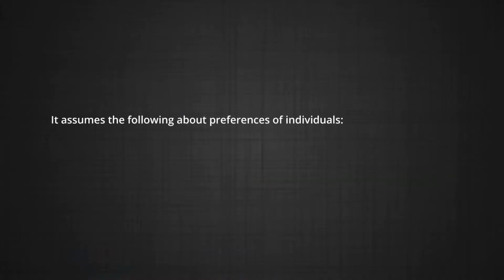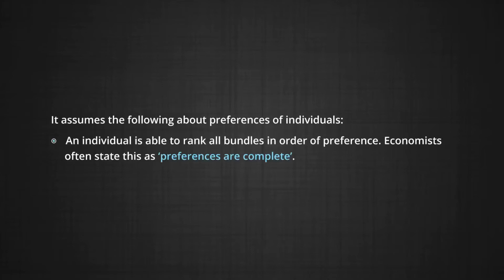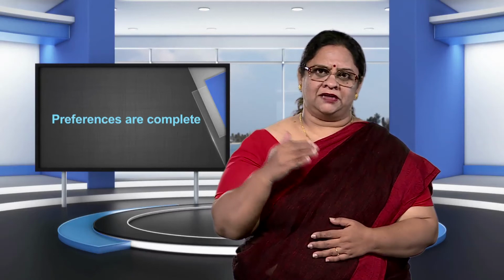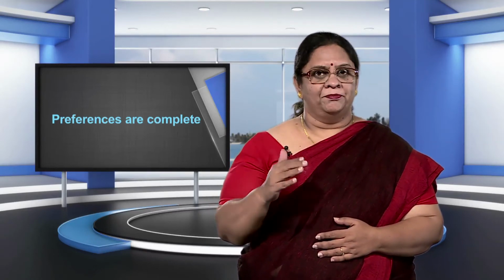It assumes the following about the preferences of the consumers. 1. An individual is able to rank all bundles in order of preference. Economists often state this as preferences are complete. So, I may like some bundles more than others and some bundles as much as others, but I can always draw up a complete ranking.